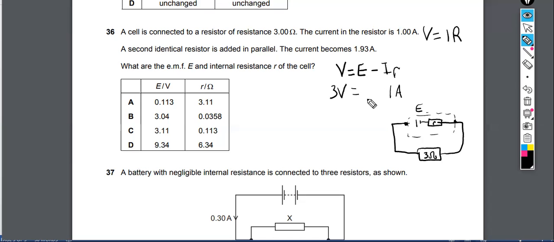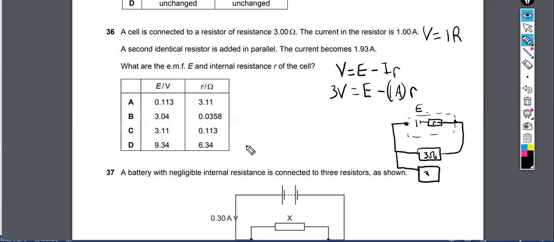We don't know the EMF. We know the current's 1 amp. We don't know the internal resistance. For a given EMF, I could tell you what the internal resistance is, or vice versa, but I don't know which set of values is correct. There are too many solutions right now, 2 unknowns, I can't solve. I need another equation.